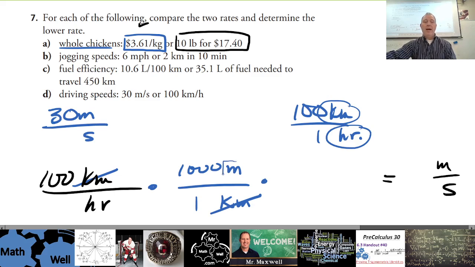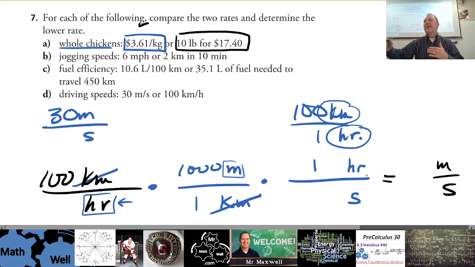Right now I have meters per hour. Is that what I want? No, I want meters per second. So I have to do something about these hours. I'm going to put hours up there, and I'm going to put seconds down there. Now, this only works if you know what the relationship is. And I do. Do you guys know this? If you don't know how many seconds in an hour, it's 3,600. Yes, very good. It's 60 times 60.